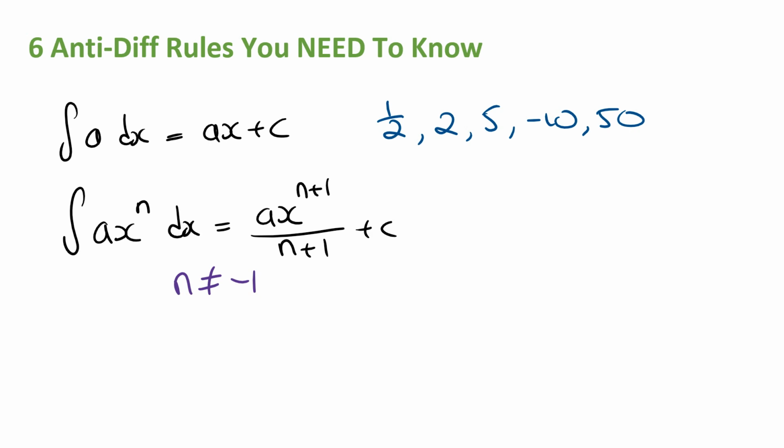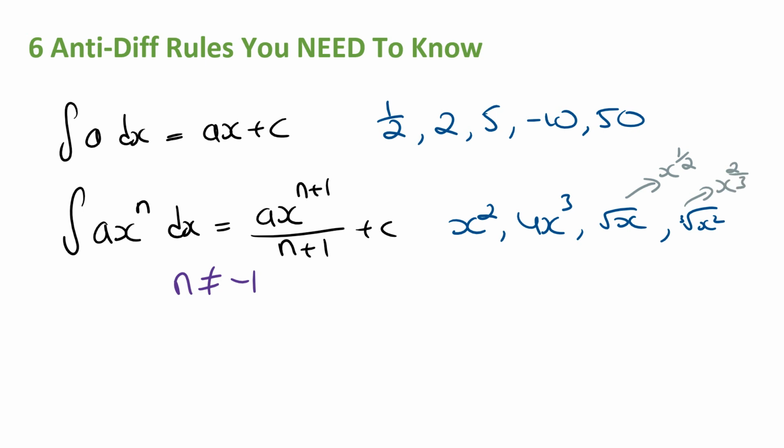Examples of when you could use this rule are when we have something like x squared, or 4x cubed, or the square root of x. Now whenever you have a square root sign, you need to convert the term inside the square root sign into fractional powers. And so we can rewrite this as x to the power of a half. Similarly, if we have the cube root of x squared, then we need to rewrite this as x to the power of 2 on 3.